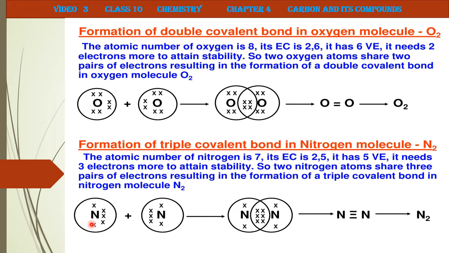In the nitrogen atom, you have 1, 2, 3, 4, 5. Here also 1, 2, 3, 4, 5. When two nitrogen atoms combine, they share 3 electrons here with the other nitrogen atom. So altogether this nitrogen has 8 electrons, and this nitrogen has 8 electrons. So it has attained stability, forming the nitrogen molecule. So it is shared by a triple covalent bond, shared by 3 electrons.